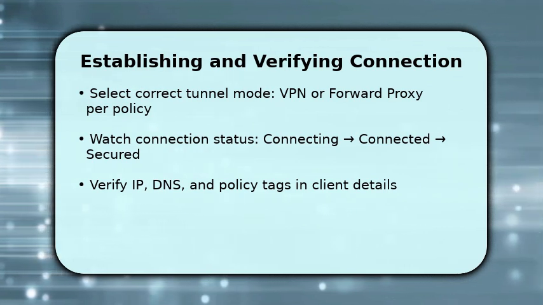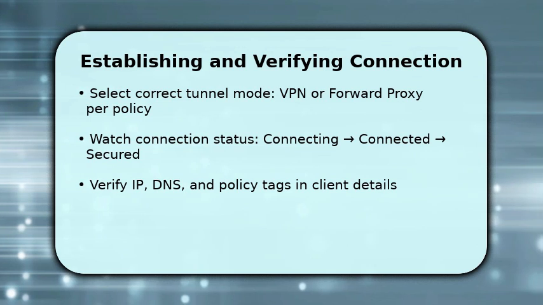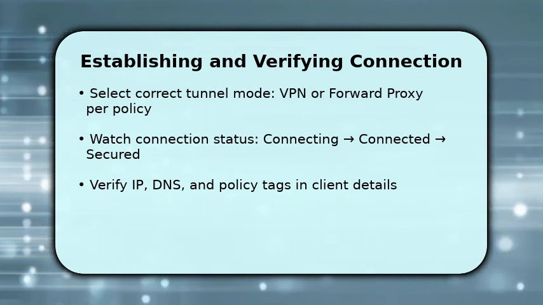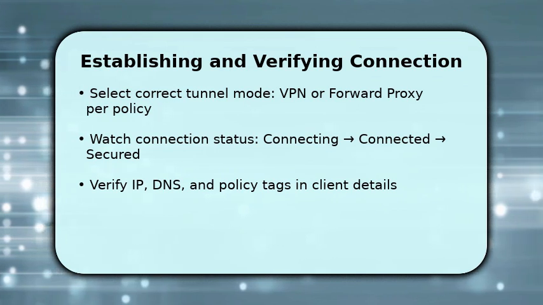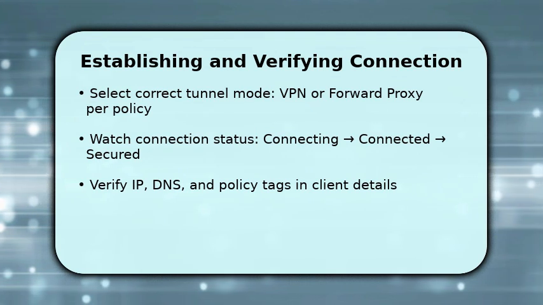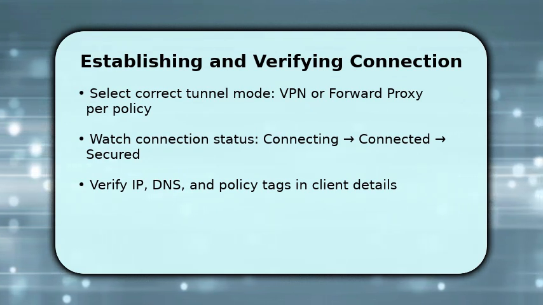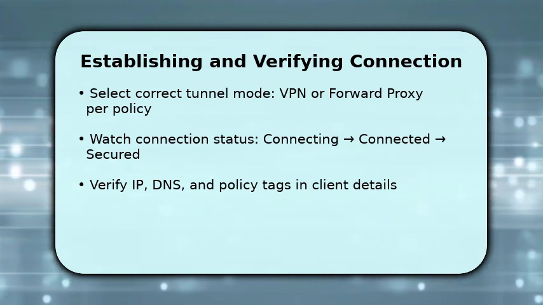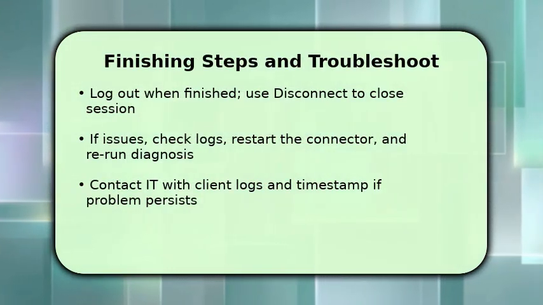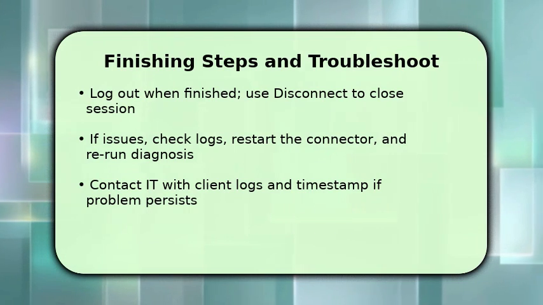After connected, open client details to confirm assigned IP, DNS settings, and applied policy tags so you know which rules apply. Finally, test access to an internal resource or intranet page. A successful load confirms the tunnel and policy enforcement are functioning as expected. To finish, use the disconnect button and then sign out of the client to end your session cleanly.